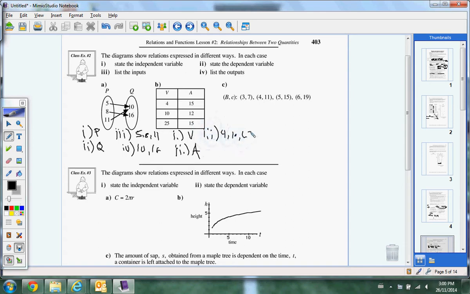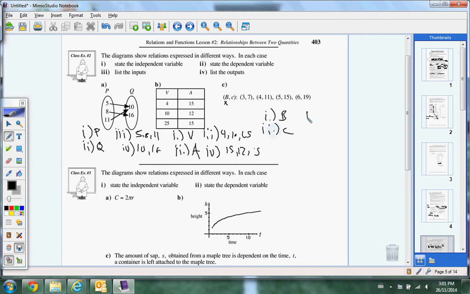4, 10, 25 for my inputs. My outputs are 15, 12, and 15. Good. Okay, C. Taylor, in this one, what's my independent variable? B, yeah. B, because B's X there, right? The first thing. Good, so what's my dependent?